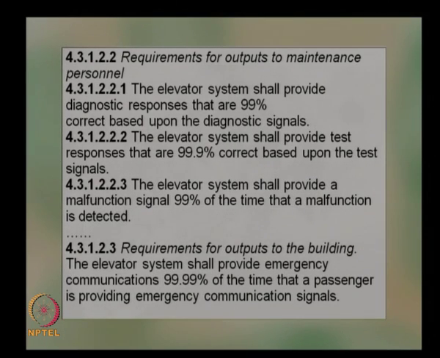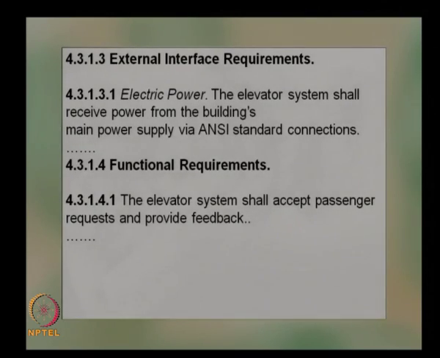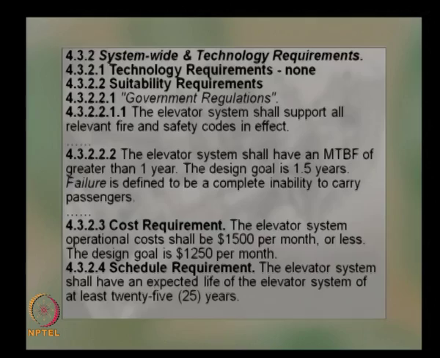Similarly, the maintenance personnel and external interface requirements. The electric power: the elevator system shall receive power from the building's main power supply via ANSI standard connections. Then the functional requirements: the elevator system shall accept passenger requests and provide feedback. System-wide and technology requirements are there. So, technology requirements: no technology requirement is identified.